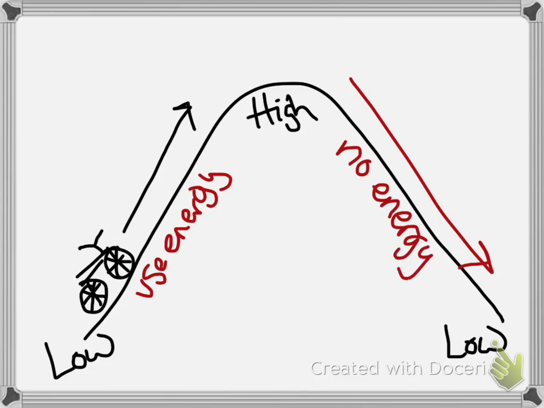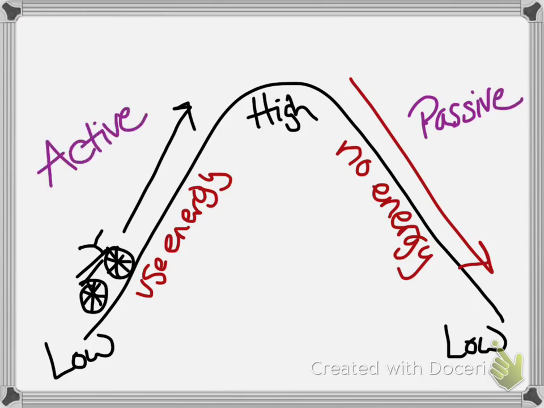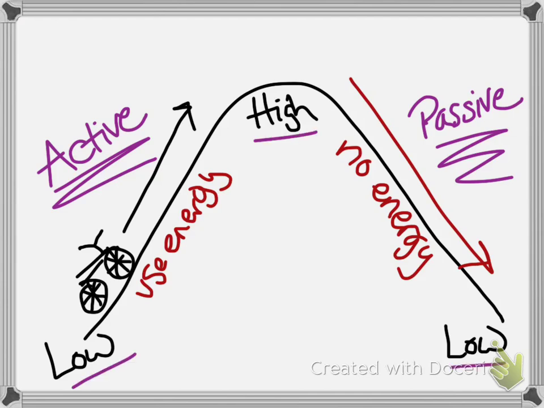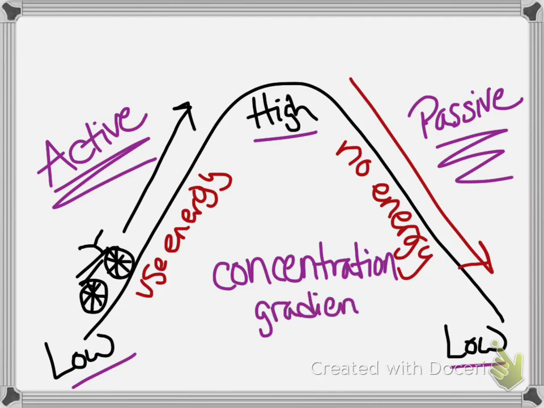So the high to low is like your passive transport. And the low to high is like your active transport. So low to high uses energy just like you would to climb a hill, and it's the same thing as active transport. High to low uses no energy, and it's passive transport. And this high and low, think about it as the concentration gradient. So this hill is similar to your concentration gradient. And this is something you will also have to know how to do for your test.